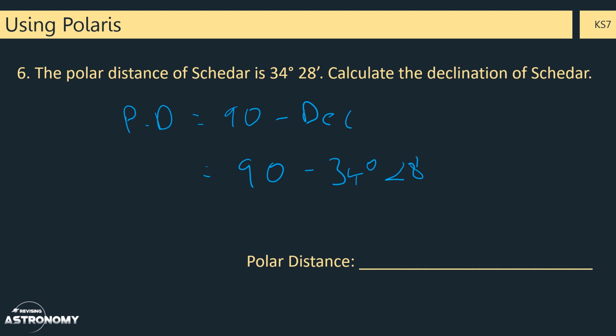So if we minus off the 34 degrees first, 90 minus 34 will give us 56, but then we also need to minus off 28 minutes, so that will leave us at 55 degrees, and 60 minus 28 leaves us 32. So the answer will be 55 degrees and 32 minutes.